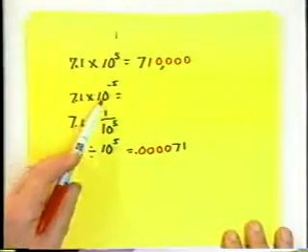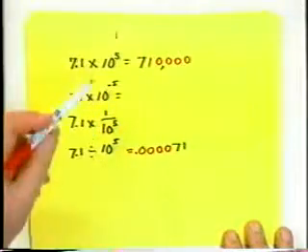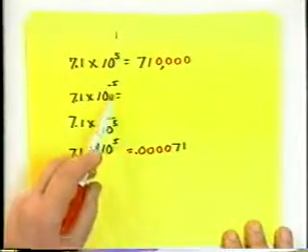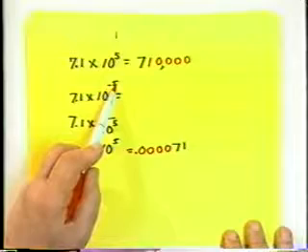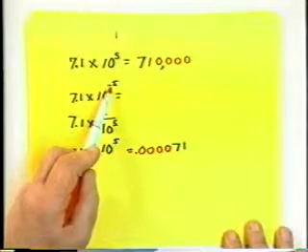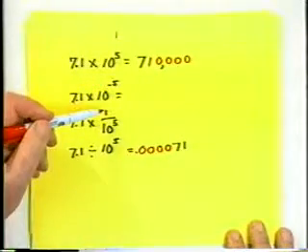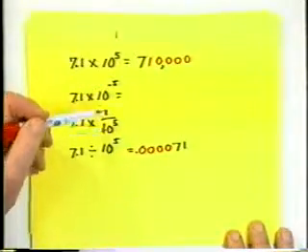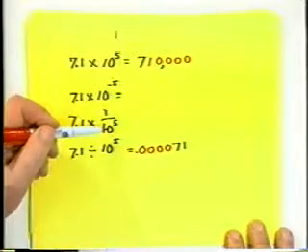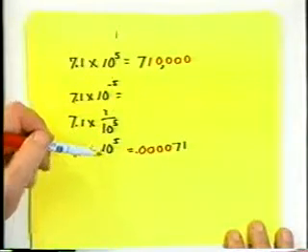I claim that 7.1 times 10 to the negative 5 is simply going to say what? Move the decimal point still 5 places, but now in what direction? To the left. Now, how can I prove that? Let's go back to our definition. 10 to the negative 5 means 1 over 10 to the 5th. Okay? Multiplying by 1 over 10 to the 5th is the same as dividing by 10 to the 5th.